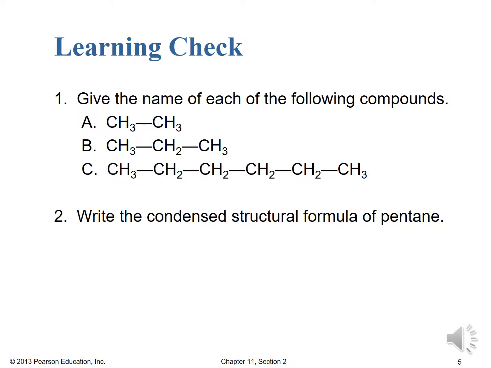All right, so just like we did last time, we've done a little bit of lecture. Now it's time to see how well you're understanding the material with a learning check. This is 2 parts. In the first part, you're going to give the name for each of these compounds, A, B, C, off those condensed structural formulas. And then for number 2, you're going to write the condensed structural formula of pentane. Pause the video here, please, while you do that work, and then once you're ready to check your work, start back up, and we'll see how you did.